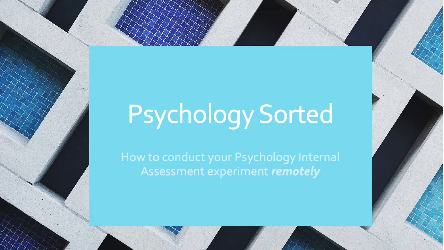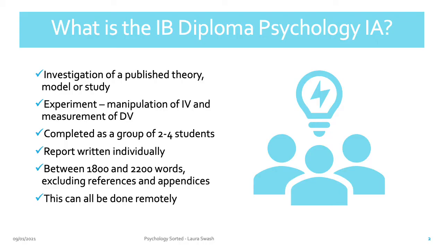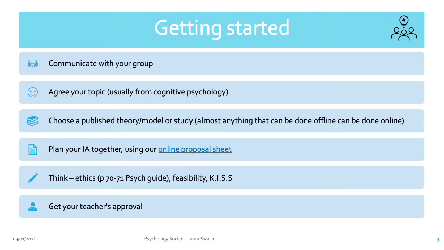This time we're looking at how to conduct your Psychology IA experiment remotely because we know a lot of you are having to work online at the moment. Quickly, let's just go over what the IB Diploma Psychology IA is. We've got the list here. I'm not going to sit and read it out, but the main thing to focus on is it does have to be completed as a group of 2 to 4 students. So communication with your group, selecting your group and being people who can work together is going to be extremely important for this. So, getting started.